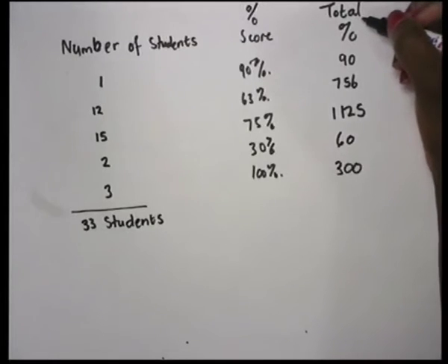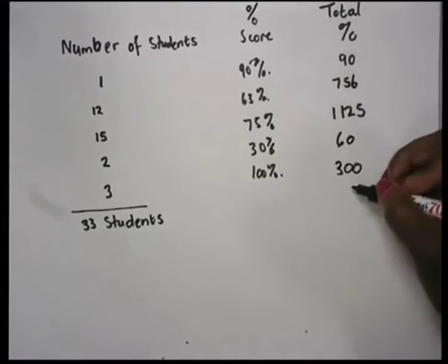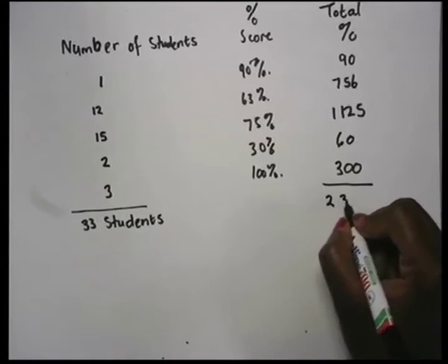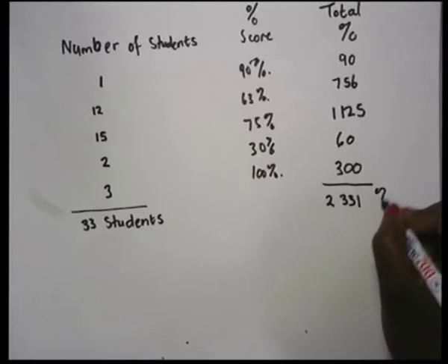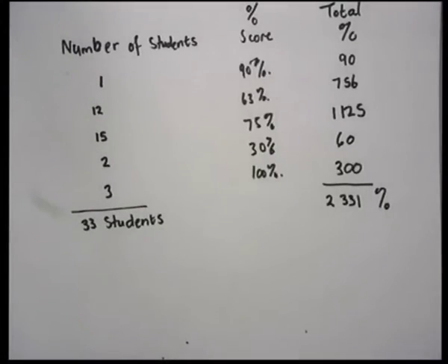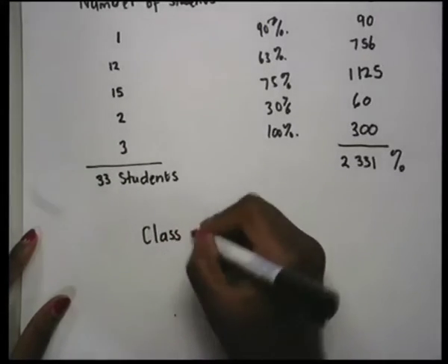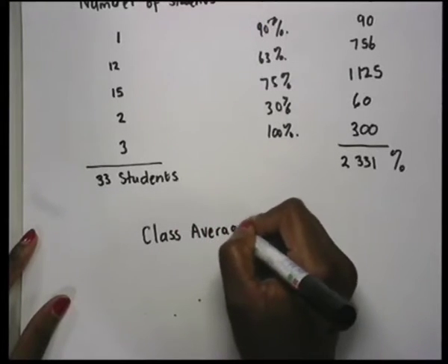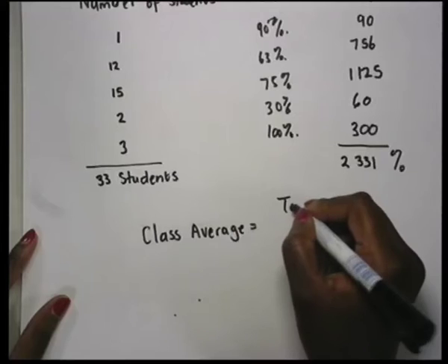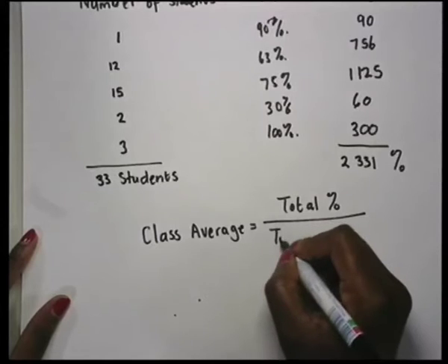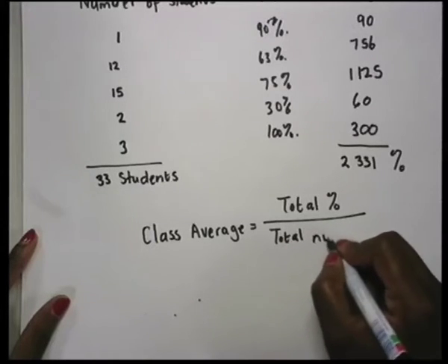Now we've computed the total percentage in this last column. If we add up all the different percentages, we come up to 2,331%. Now what we're trying to compute here is the class average. There is also a formula to calculate class average. Class average is equal to total percent divided by total number of students.